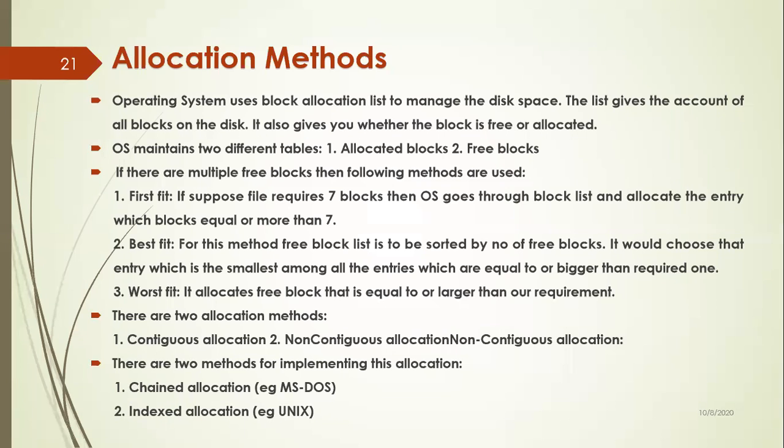If you allocate the space in a contiguous, meaning continuous, manner, then it is the simplest and easiest way. But if you go for non-contiguous, then there are two ways to implement it: chain allocation and index allocation. Now, when you allocate the free space, there are three possibilities: first fit, best fit, and worst fit.